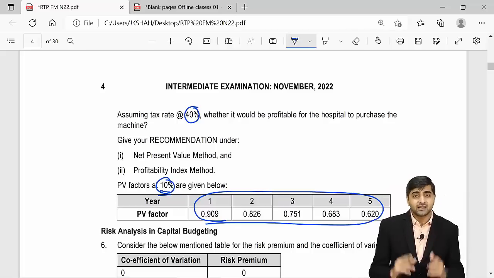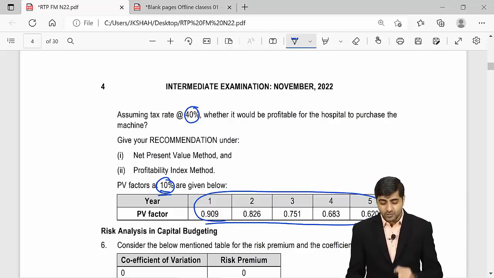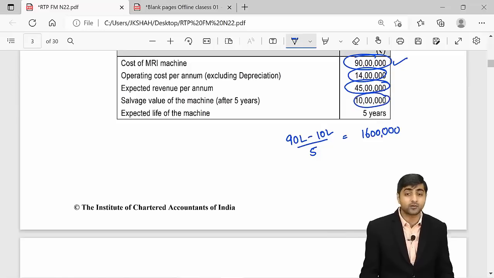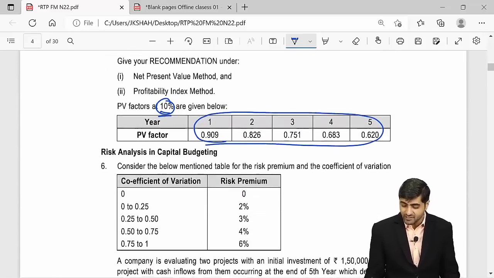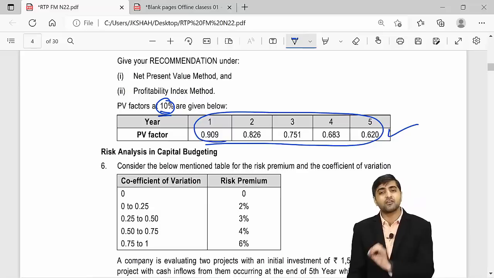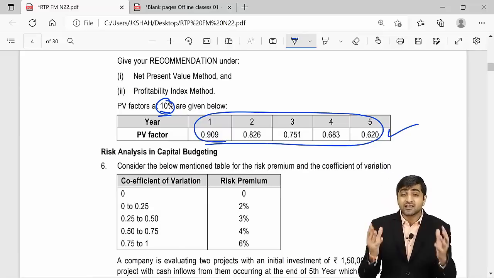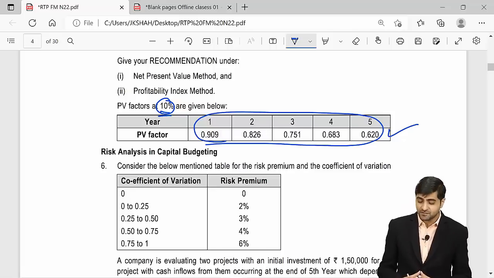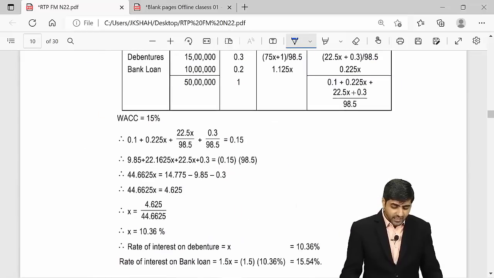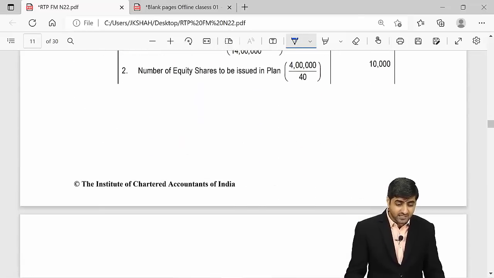But don't forget that there is some salvage also which we will be receiving at the end of the 5th year. The amount of the salvage is 10 lakh rupees. That will be multiplied by the discounting factor at the end of the 5th year to ultimately get the present value of salvage, and eventually we'll sum it up. That will be your PV of CI. So now I just want you all to check the solution for this. It's exactly at par with what we have discussed.